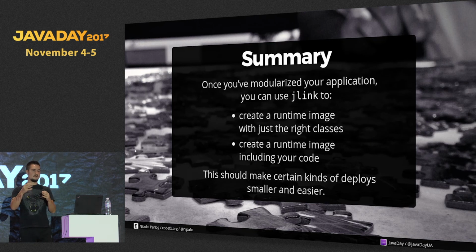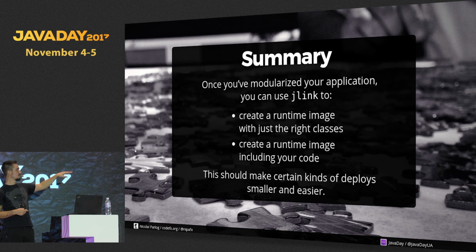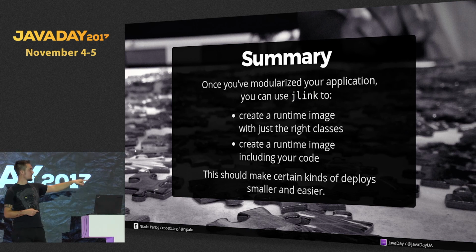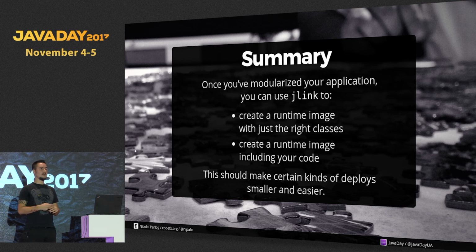Well, actually that's not entirely true. You can create a runtime image with just the right classes for every Java 9 application. Even for Java 8 applications, if they don't do anything that doesn't work on Java 9. So for the first part, you only need to know which modules you use, which will be readily available with JDeps. But if you want to create a runtime image that includes your code, all your dependencies need to be modularized. And if you're having certain kinds of deployments, it should make these faster or easier.